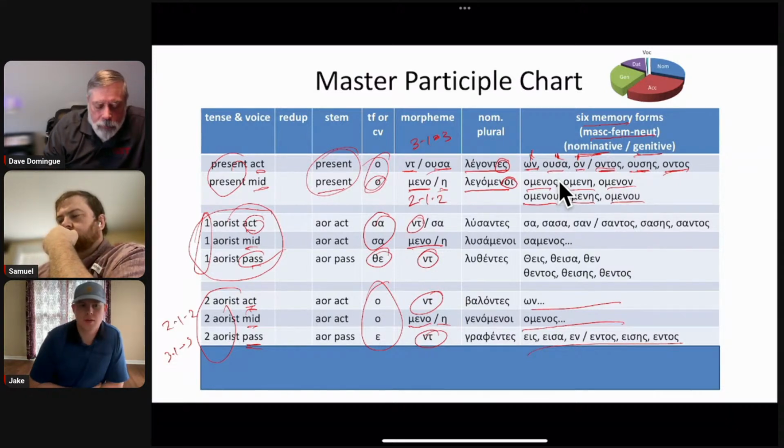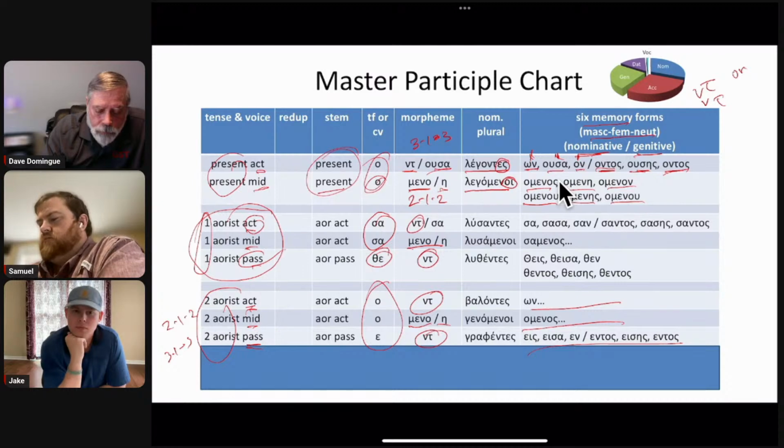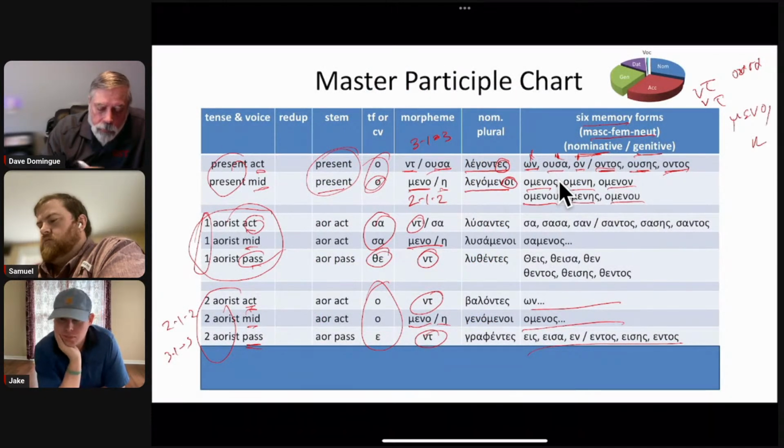It looks complicated because it's a lot, but it's following the same thing. And the key is: is it active, is it middle, or is it passive voice? If it's active, it most likely is going to have a nu tau. If it's aorist passive, it's going to have a nu tau or participle morpheme. Feminine is almost always usa. And the middle is going to be the men, mena, or mene.